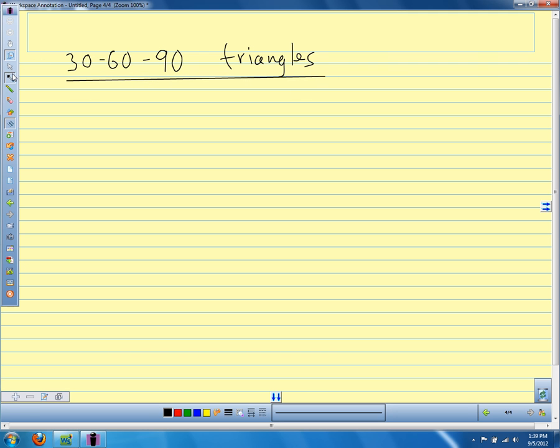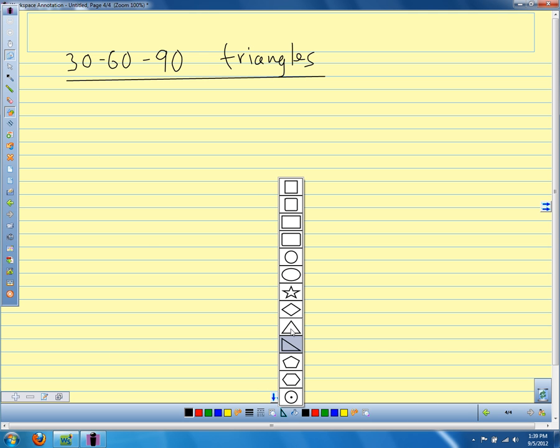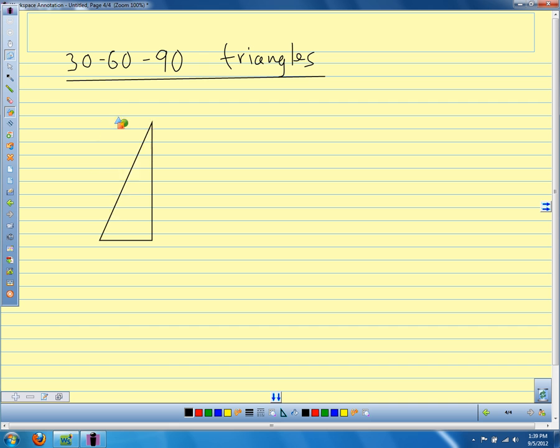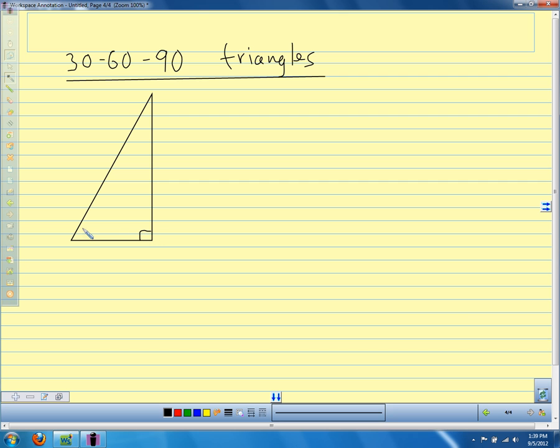So let's draw a 30, 60, 90 triangle. Here's going to be our triangle for this one. This is our 90-degree angle, our 60-degree angle, and our 30-degree angle. And for this one, we're going to say the shorter side has a length of 1.